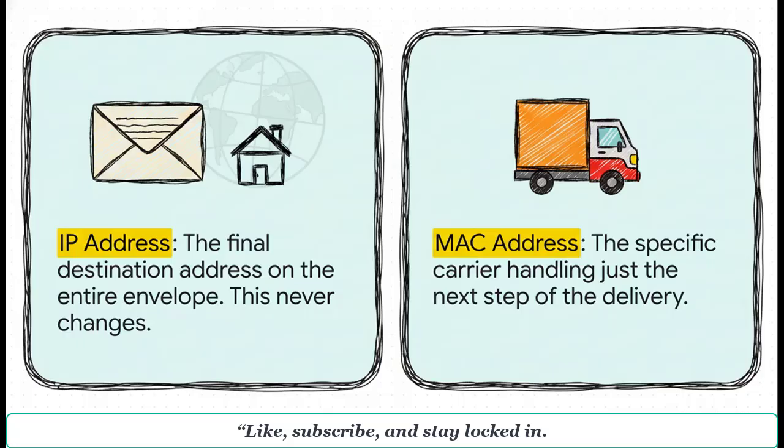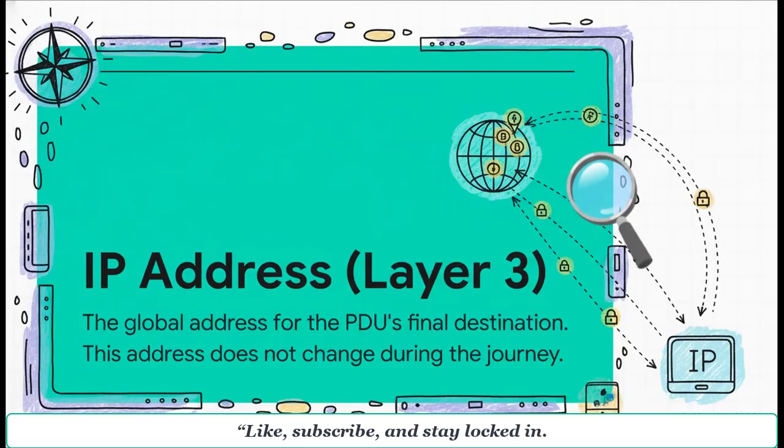And here's the easiest way you can ever think about them. The IP address is like the full home address you write on an envelope. It tells everyone involved the final destination. The MAC address, that's more like the name of the specific mail carrier who's just taking the letter to the next post office. So let's break that down.